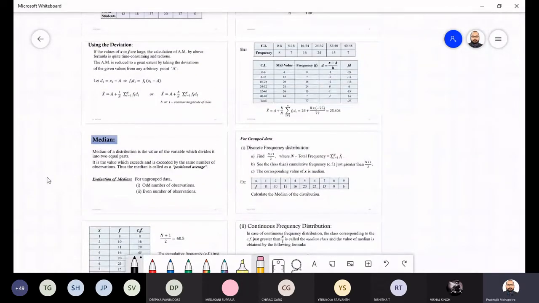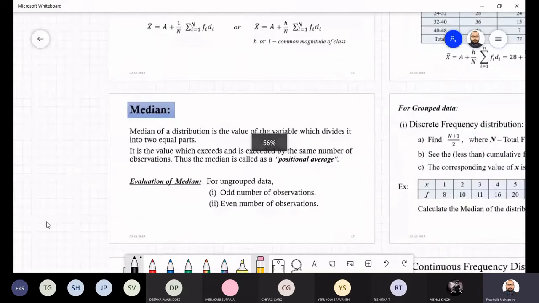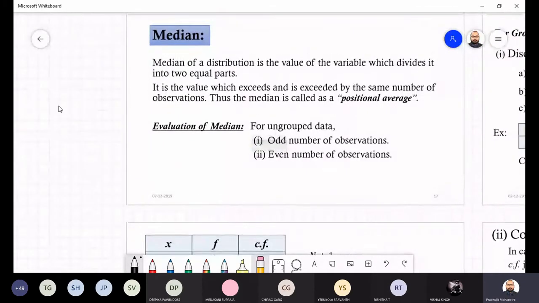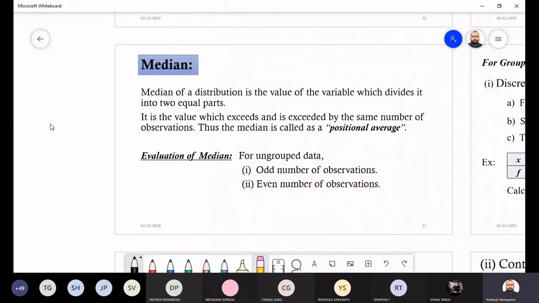You know how to calculate it. The same thing is there, a little bit extended version. Now you see, what is the median? It is nothing but the middle position. It is the middle position which divides the distribution into two equal parts. It is dividing the whole thing into two equal parts. Getting it or not? This is the middle position.